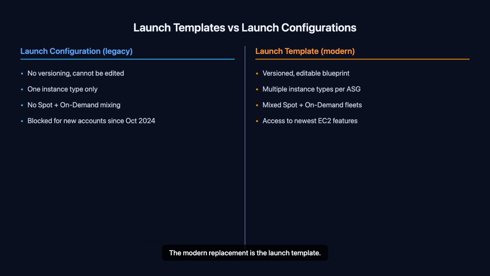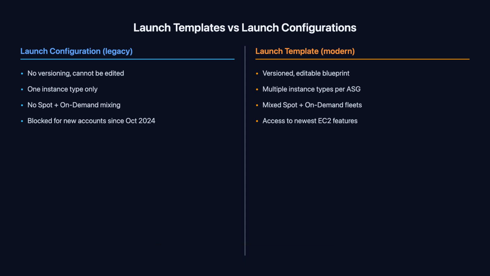The modern replacement is the launch template. It's versioned and editable. It supports multiple instance types in one group. It lets you blend spot and on-demand for cost savings, and it unlocks the newest EC2 features. Amazon Web Services is clear on this. Always use launch templates. If you see a launch configuration in an answer choice, the modern template is almost certainly the better call.